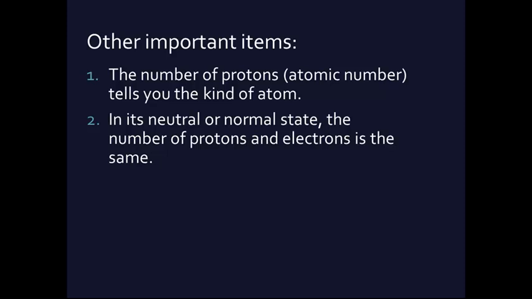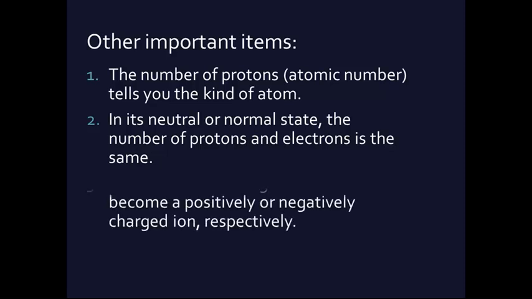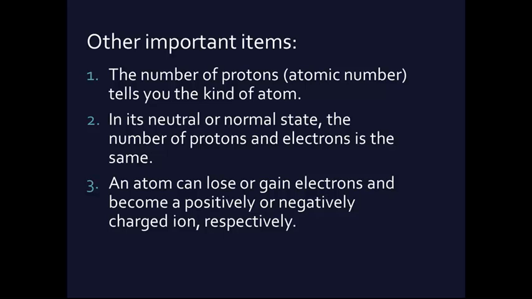But I think it's safer to say that the atomic number is the number of protons, because atoms can gain and lose electrons. So an atom can lose some electrons and therefore take on a positive charge, or an atom can gain electrons and take on a negative charge. We call an atom that has taken on such a charge by gaining or losing electrons an ion. A positive ion is an atom that has lost electrons, and a negative ion is an atom that has gained electrons. And the process of becoming an ion is called ionization.